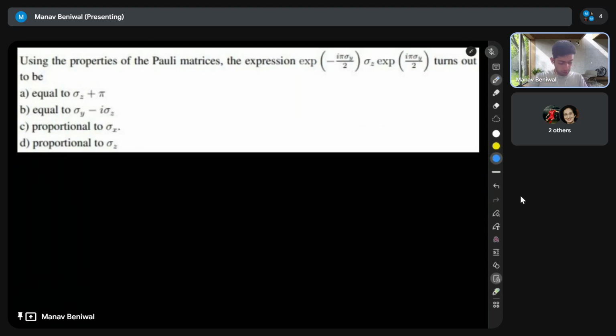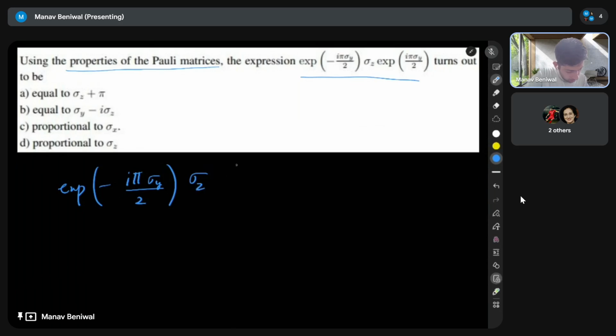Good. So now this is a problem on the properties of Pauli matrices, and then we have to find out the value of this expression. So we have two exponential functions, exponential minus iota pi sigma y by 2, sigma z, and then exponential iota pi sigma y by 2.